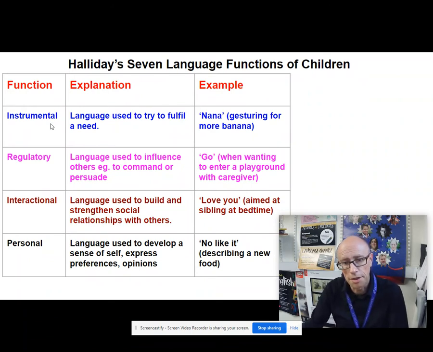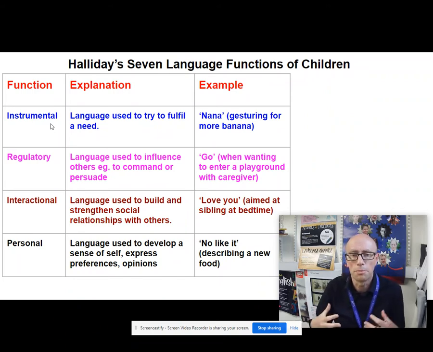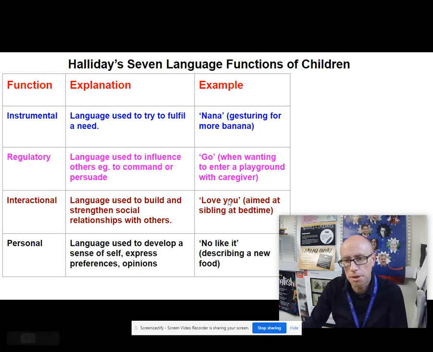And the fourth one that Halliday was noting is personal language. Language is being used to develop a sense of self, to express preferences and opinions, to talk about the self. And bearing in mind cognitive theory, that children in the first two stages are actually quite selfish, they can only perceive the world from themselves, presumably there's quite a lot of personal language going on. A child saying something like, no like it, describing a new food. Instrumental, regulatory, interactional, and personal are the first tranche of functions.